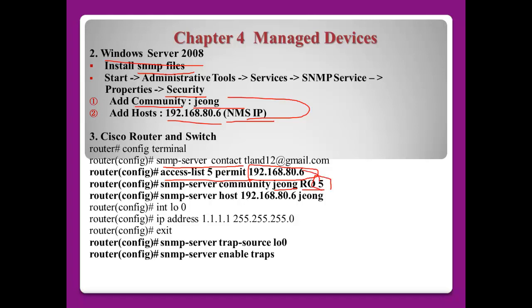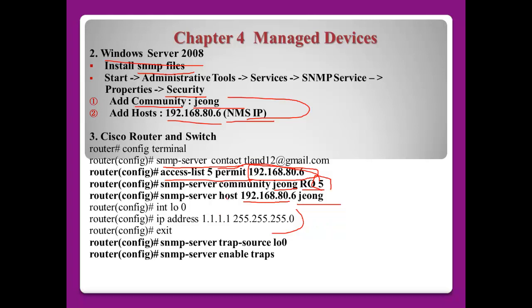And this one, the access list number. And after that, here we have to configure the NMS IP address, host IP address, and community name like this. And one more thing, interface loopback 0. Here I will activate the loopback interface to send the information using SNMP to NMS, because the loopback is not a physical device, but a logical device.